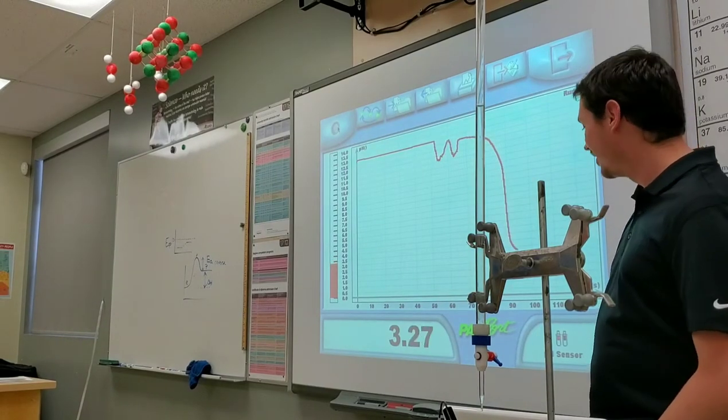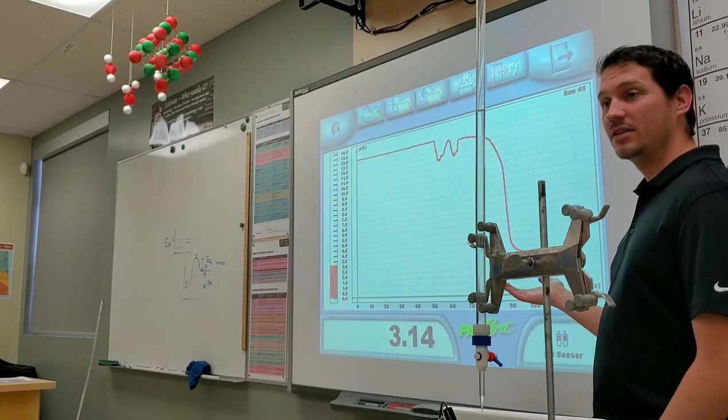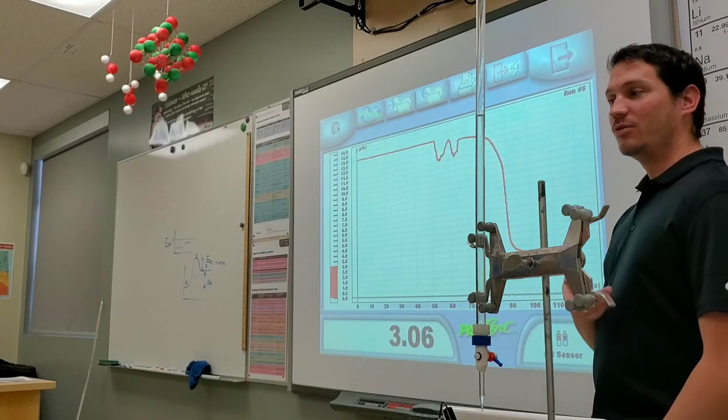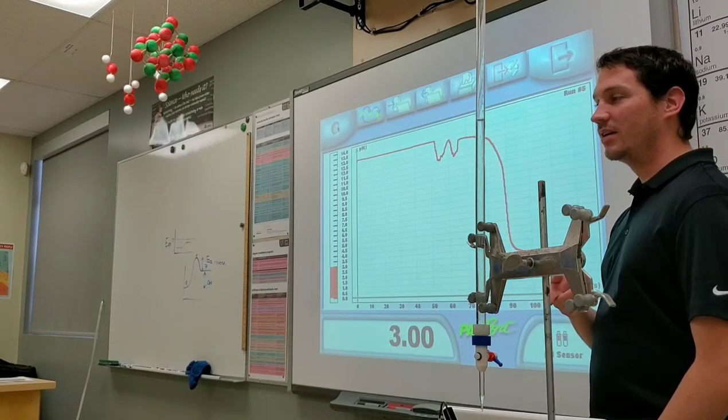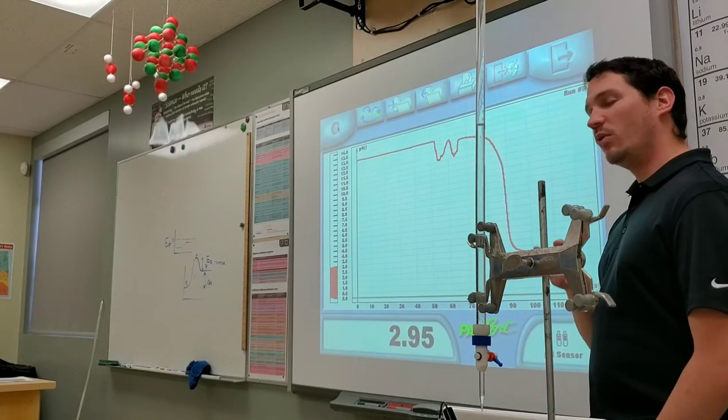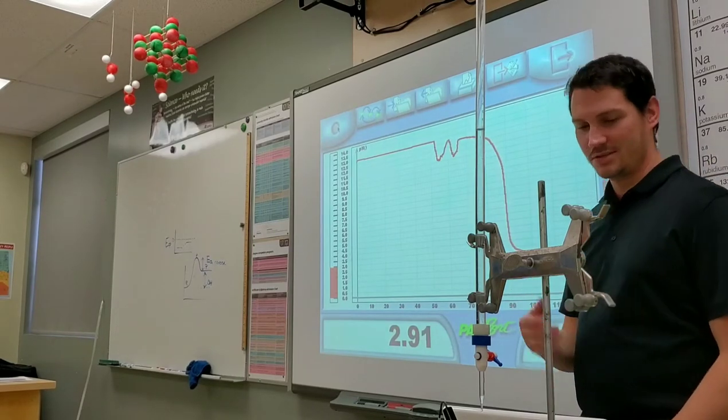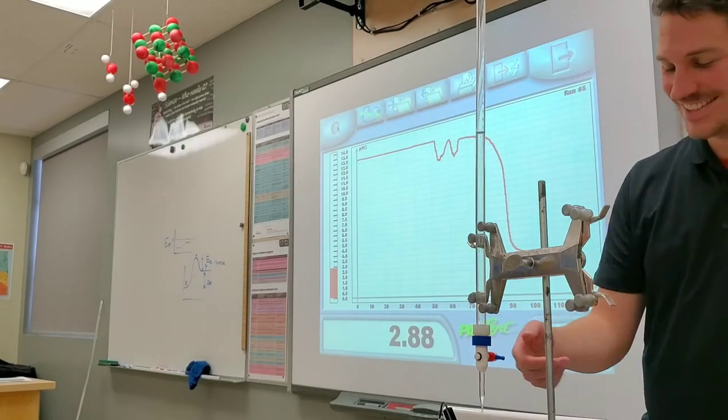It's done, isn't it? What was the color when I put it in there? Blue. It was blue. And what's the color right now, if you can see it? It's not red, it's yellow. Okay.